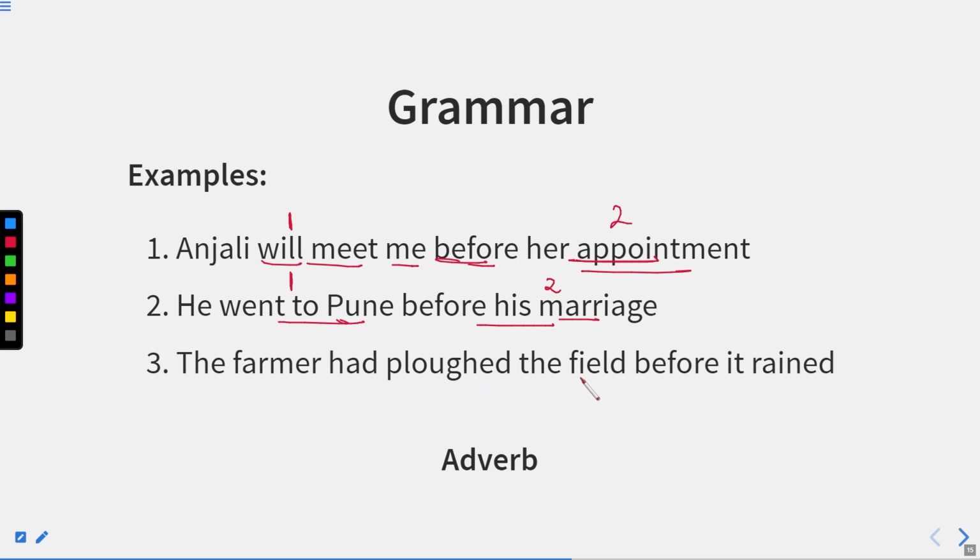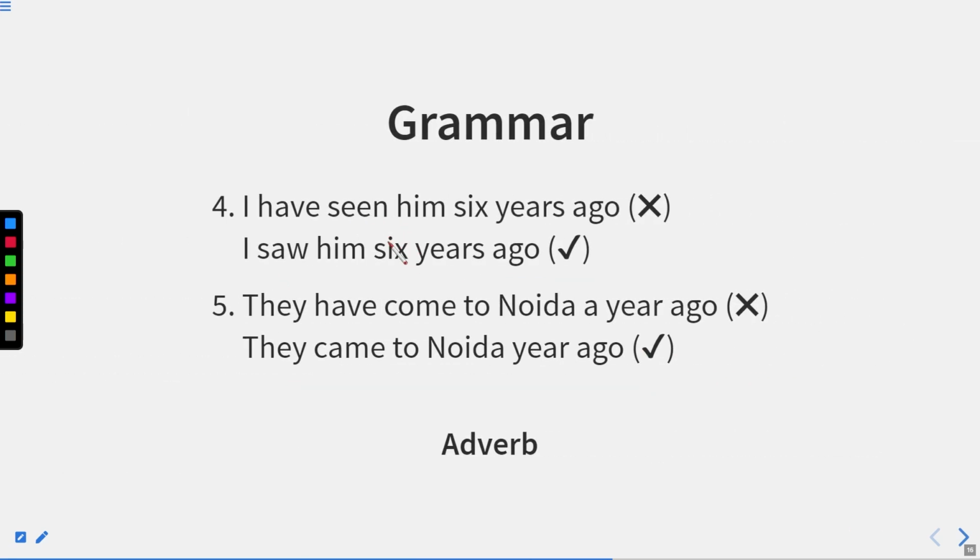The farmer had plowed the field before it rained. So this was the first action and after before we have the second action. Generally, after before we have the second action, and prior to before we have the first action. So before means prior to something. Now let us move to the next one.